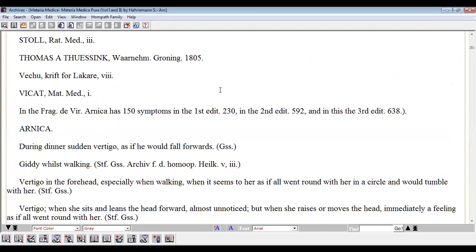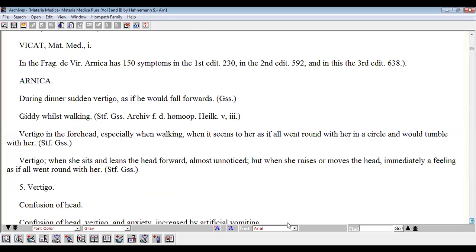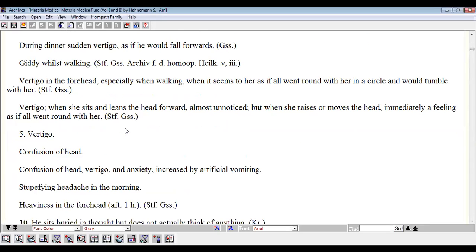During dinner, sudden vertigo as if he would fall forwards, giddy whilst walking, vertigo in the forehead, vertigo when she sits and leans the head forward. Then again, a few more symptoms continue. That means up to this point, these are the three symptoms of arnica related to the heading vertigo. But see, there is no mention of a heading. It is just the listing of symptoms one by one.